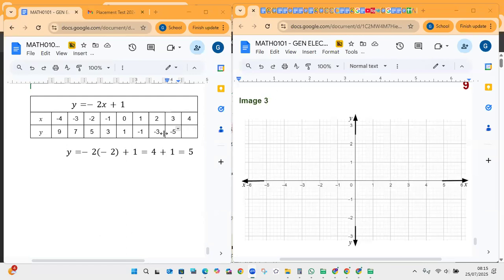Negative means going to the left. Okay, so you are -1 already, and you're going to subtract 2. So you're going more left again. A negative and a negative is a negative. Okay, a negative times a negative is a positive.